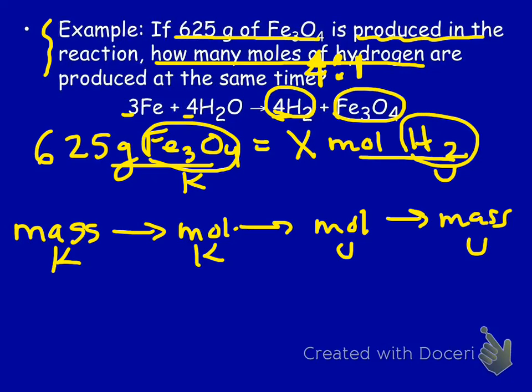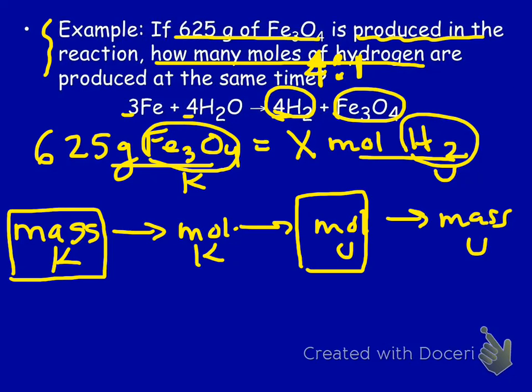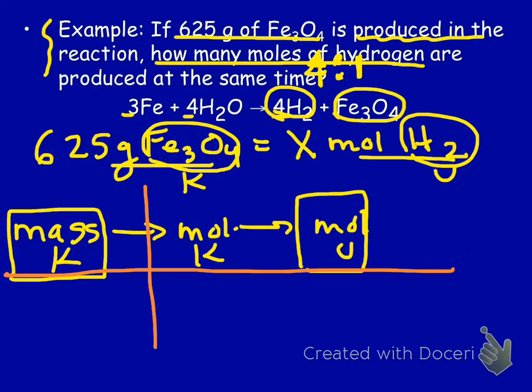So I'm going to mark my map with my known. So I have grams of known, that's mass of known right here. And I've got moles of unknown, which is right here. So when I solve this problem, I'm going to be making a three-step grid. So let's go ahead and make a grid. And then I'm going to follow exactly what the map says and plug these numbers in.